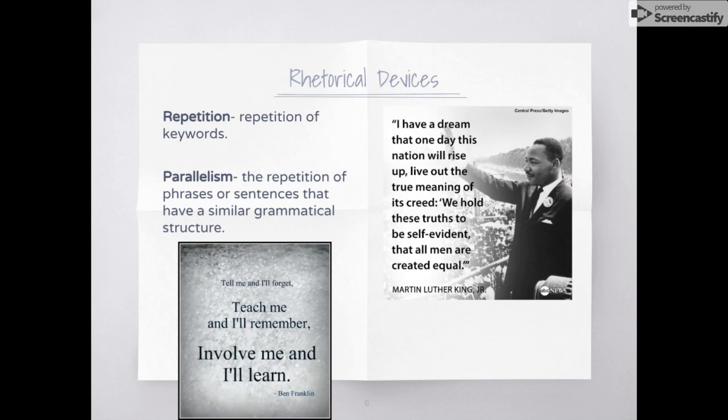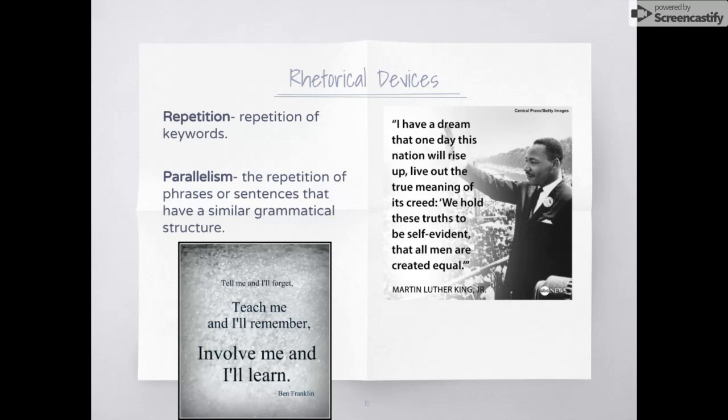Repetition and parallelism kind of go together. Repetition is a repetition of key words or key phrases. So in Dr. Martin Luther King Jr.'s I Have a Dream speech, he repeats several times over that he has a dream, and he follows it up with whatever that dream is after he says it. By repeating it several times, he leaves us with the theme of he has a dream and these are all the things that he wants changed, and it sticks with us and it appeals to us.